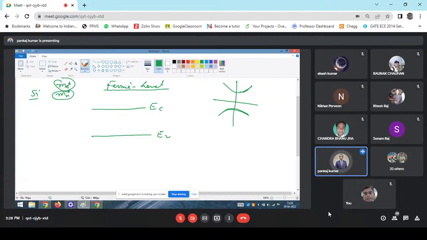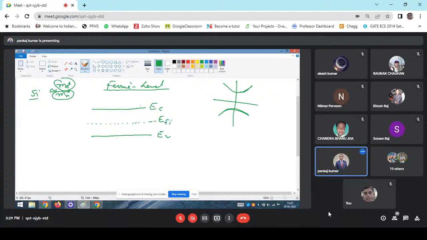So let us assume this to be identically same. So in that case, we define a level that is midway of this EC and EV that we call as a Fermi level intrinsic, right? So in a pure semiconductor, there will be a conduction band, there will be a valence band and a Fermi level.